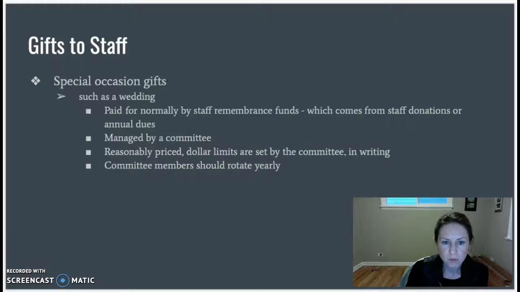And gifts should be reasonably priced, and the dollar limits are set by the committee in writing. And the text also suggests that committee members should rotate yearly.